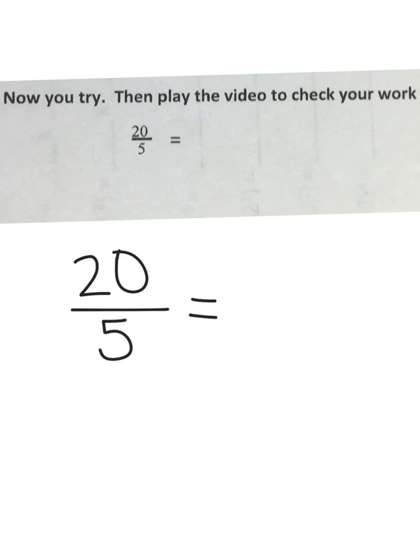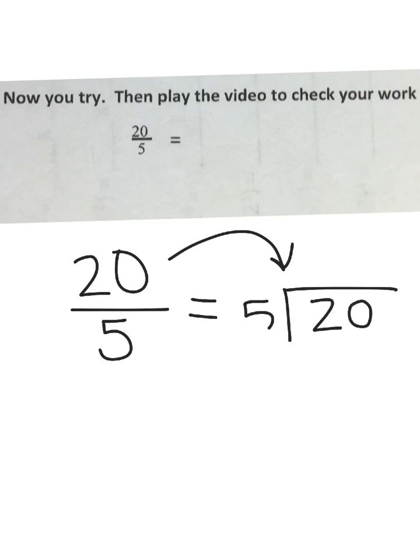Okay, so for the second one, we need to do our back bend. 20 will go inside our doghouse because that's our numerator. And 5, our denominator, goes outside our doghouse. When we go to divide, 5 cannot go into 2, so we put our 0. And 5 times 4 is 20.